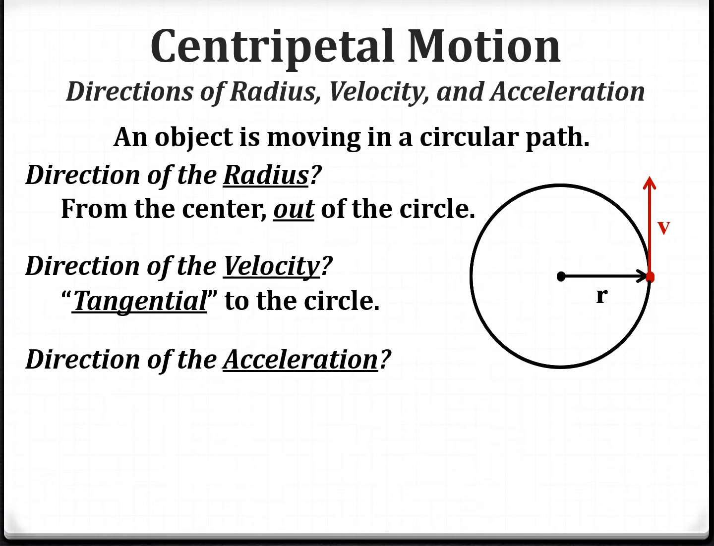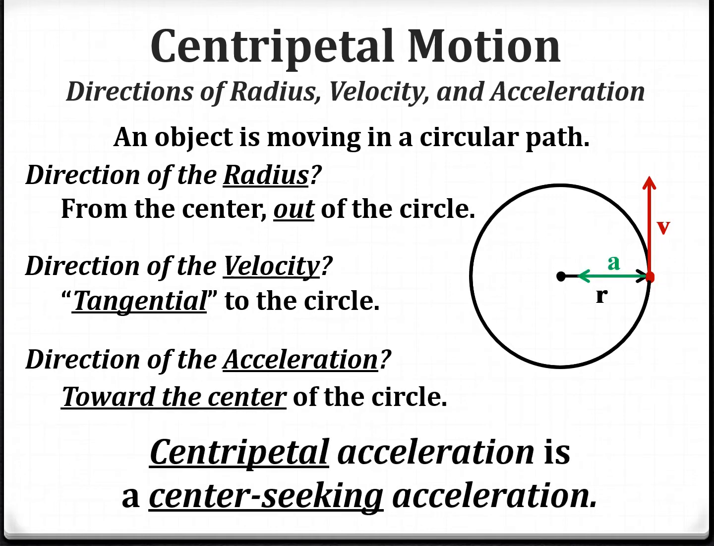Now, the acceleration is actually towards the center of the circle. The reason we know that is because this velocity is moving up this direction, and in order to start turning to the left, the acceleration has to be to the left. So the acceleration and the velocity are always perpendicular to each other in circular motion. The term we use is centripetal, which means a center-seeking acceleration.